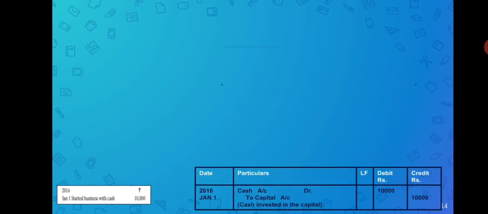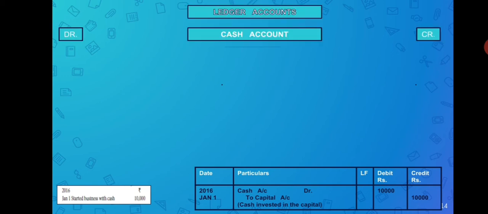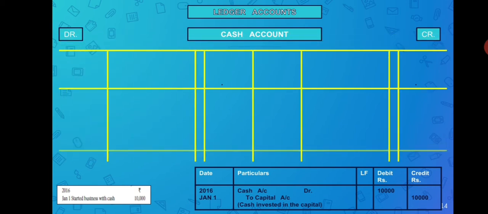For that purpose, let us take the first transaction. January 1st started business with cash. அதோட மாடல் ஜேர்னல் என்ட்ரியை நம்ம எடுத்துக்கலாம் ரஃபாக. So the journal entry is cash account debited to capital account. Okay, so cash account ஓட debit side வந்து left hand side இருக்கு, credit side வந்து right hand side இருக்கு. Now we want to draw the format.